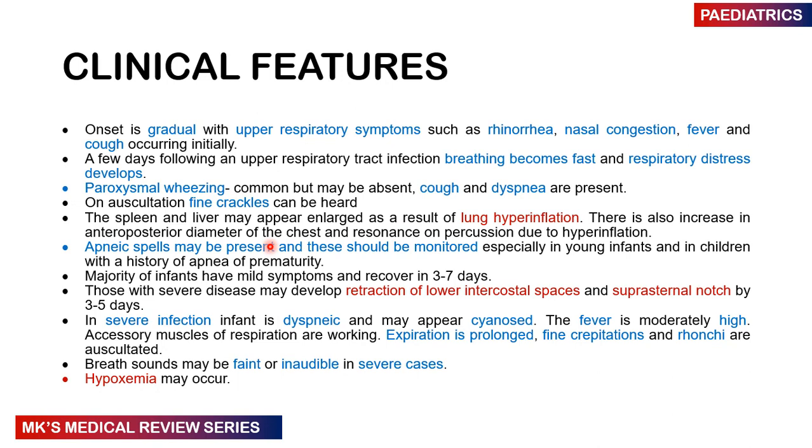Then of course you may have these apneic spells that may be present, and you should monitor them, especially in the young infants and children with a history of apnea of prematurity. Most of these infants are going to have mild symptoms and they recover within 3 to 7 days. Those that actually have severe disease are going to develop retraction of the lower intercostal spaces and the suprasternal notch by about 3 to 5 days. And in these severe infections, they may be dyspneic, they may also even appear cyanotic. Fever is moderately high. There is use of accessory muscles.